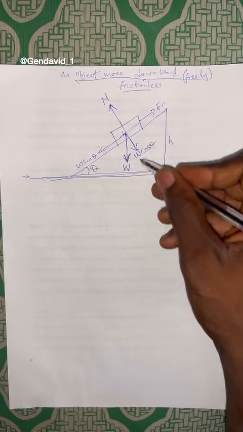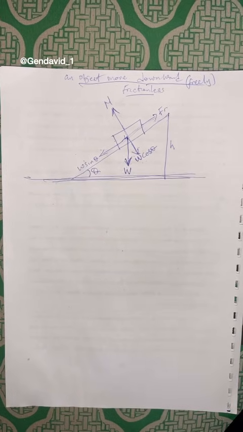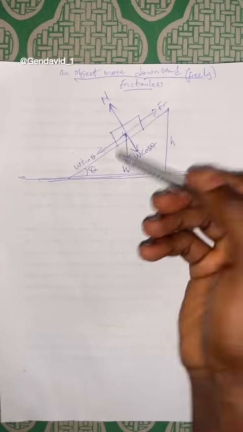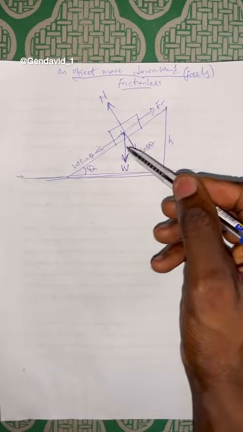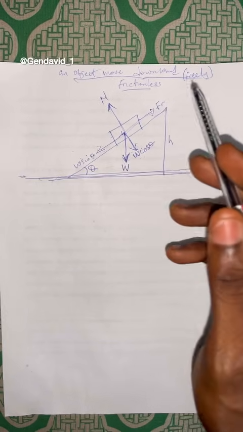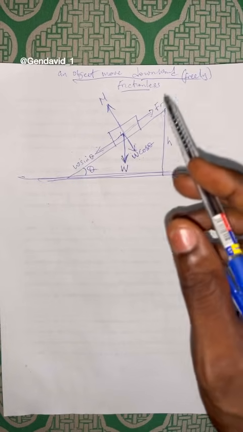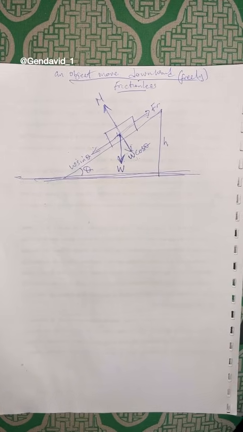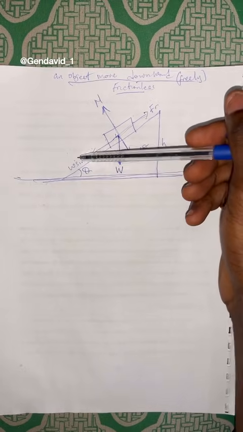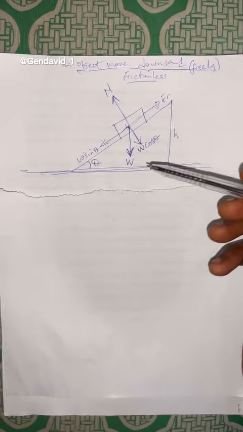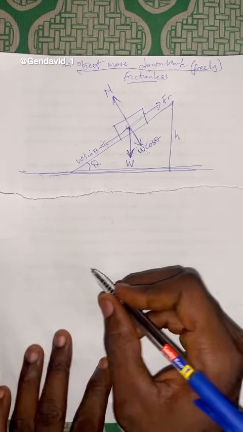Now, if this one is W cos theta and this one is W sine theta, then we can now say that, should I still prove this again? Let me prove this, the reason why this is W cos theta and this one is W sine theta. But the best shortcut you can use is to just say that the one that is at the side of the theta should take cos, and the one that is at the other side should take what? Sine. So let me prove it. I want to bring this side here.